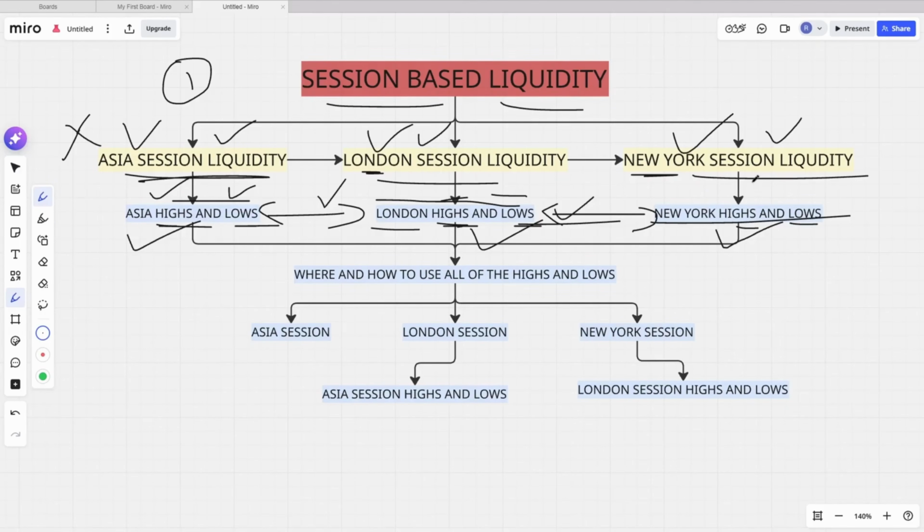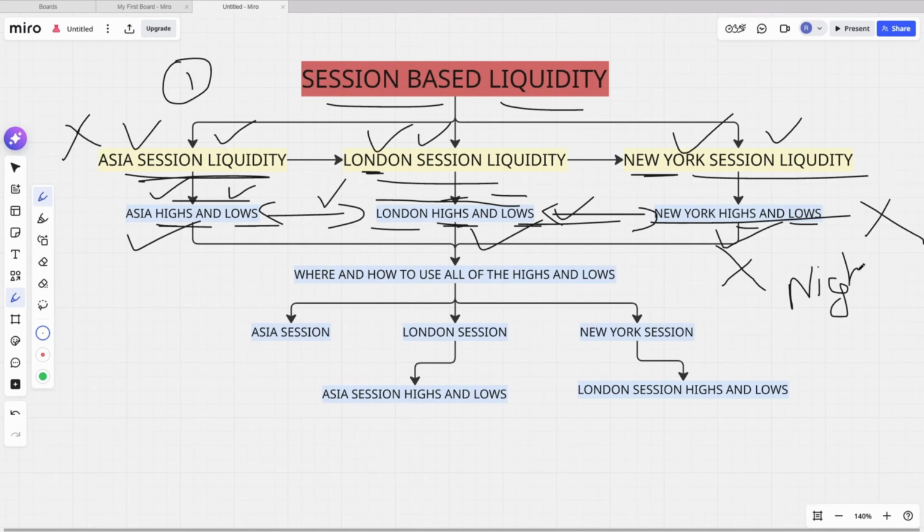One important rule in this framework is that New York session highs and lows are not used in the same way. The reason is straightforward. Once the New York session closes, the Forex market closes for the day. There is no subsequent major session that follows New York to take that liquidity. Because of this, New York session highs and lows are not considered relevant liquidity targets within this specific model. In simple terms, the Asian session creates liquidity that is utilized during the London session, and the London session creates liquidity that is utilized during the New York session.